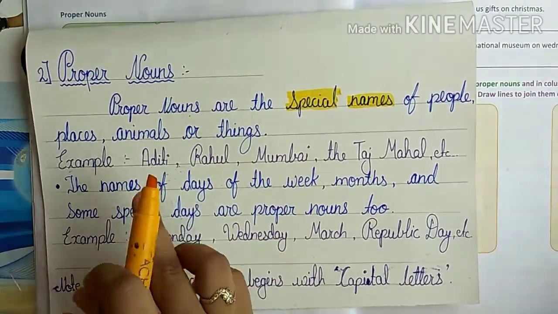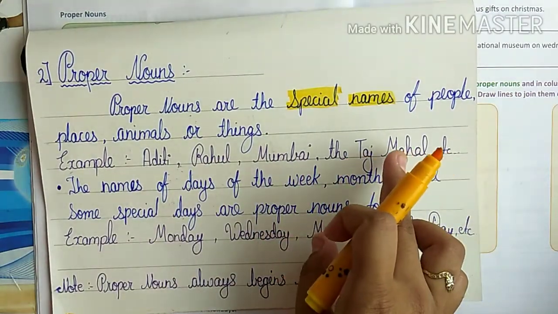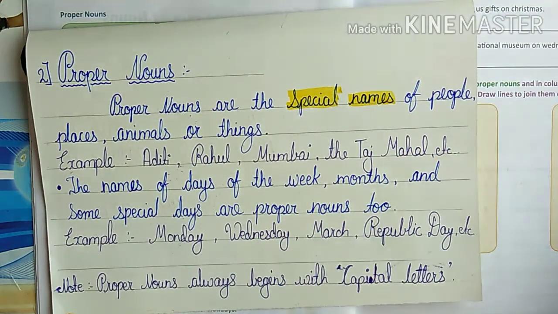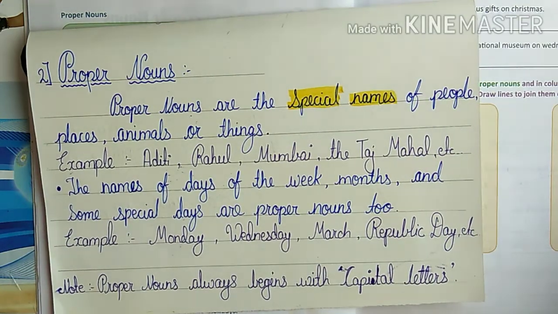See here examples. Aditi, Rahul, Mumbai, the Taj Mahal or any other place like Nandurbar or your name or my name Nikita. It is also a special name, that is proper noun. Kisi bhi place, animal, person ya kisi bhi cheez ka special name hota hai. So that is called as proper noun.